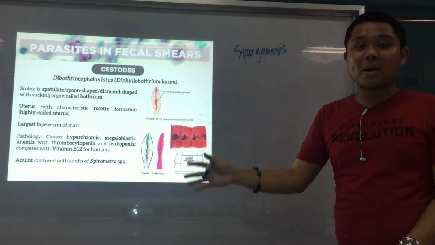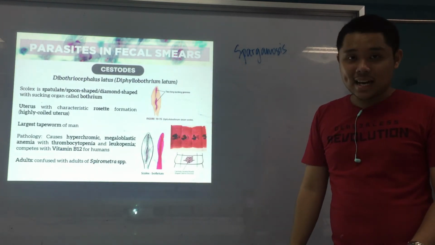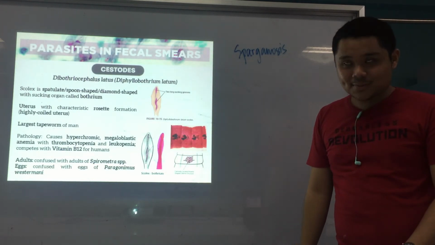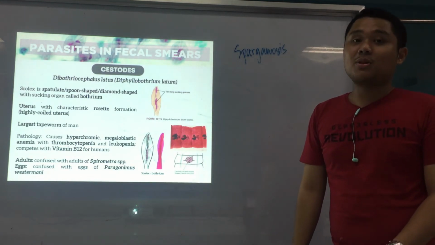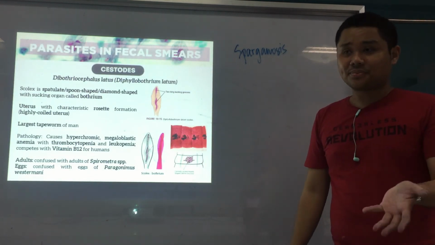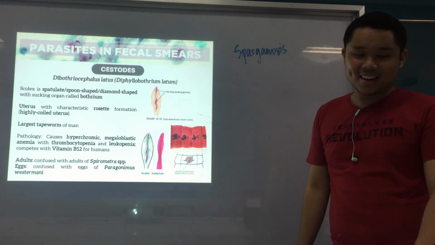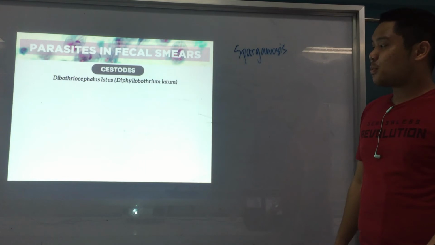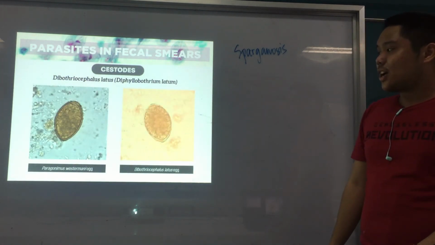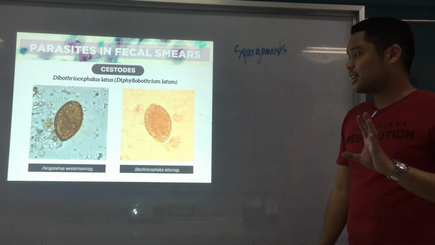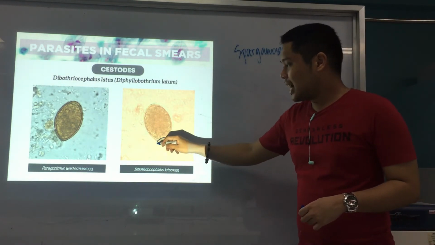And the adults of Spirometra spp, which is again another tapeworm, can be confused with the adults of dilatum, and the eggs of dilatum can be confused with the egg of Paragonimus westermani. Why? Because again, it looks like a trematode egg. All right, so for picture purposes, this is the egg of Paragonimus westermani, and this is the egg of your dilatum.